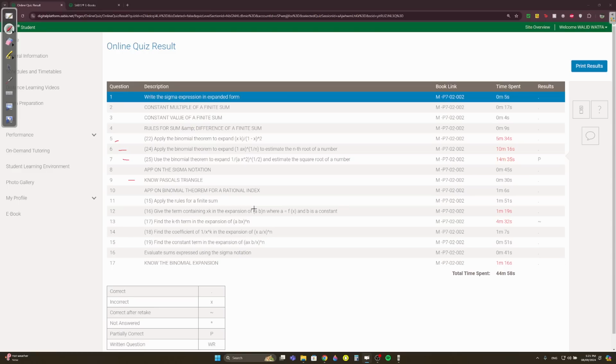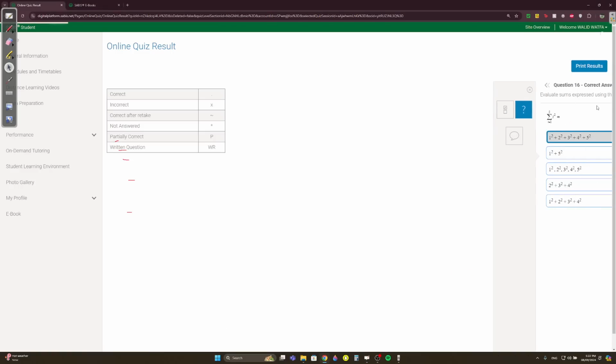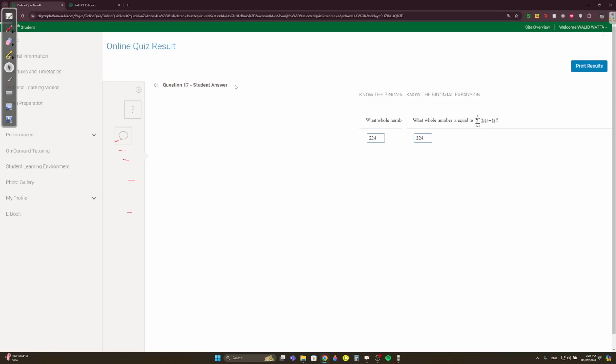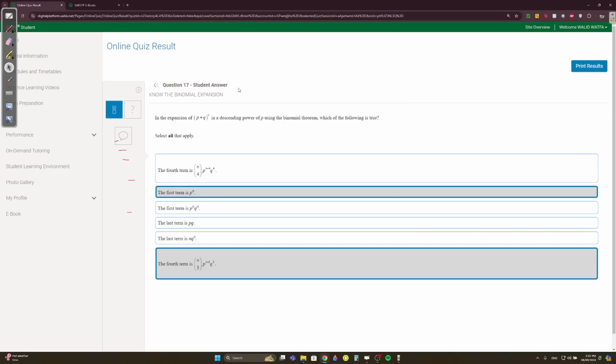Let me write these down. One sec. 5, 6, 7, 9, infinite sum, containing xk 12, okay 13, 14, and 15. Let me see 16 and 17. Okay, 17 and so on.